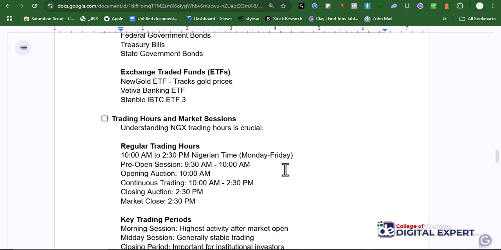Before the market opens, even at 9:59, you can't do anything in the stock exchange market. You have to wait for the market to open. Once the market opens, you can buy and sell. Once the market closes, you can no longer do anything.